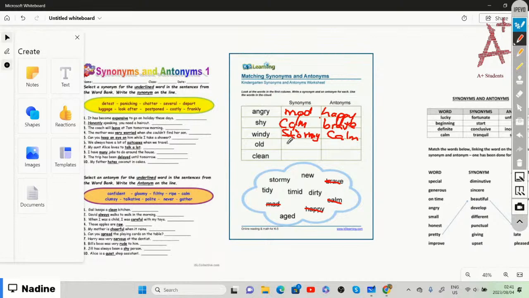Old. I think old and timid. And the opposite of old is new. And clean, the same as clean. Timid. The opposite of clean is dirty. So we have dirty, we have stormy, clean, and tidy.